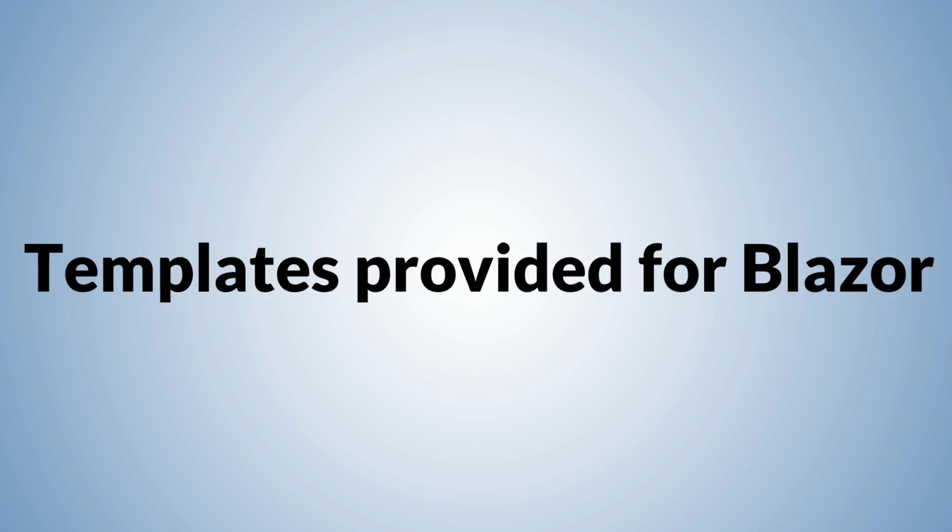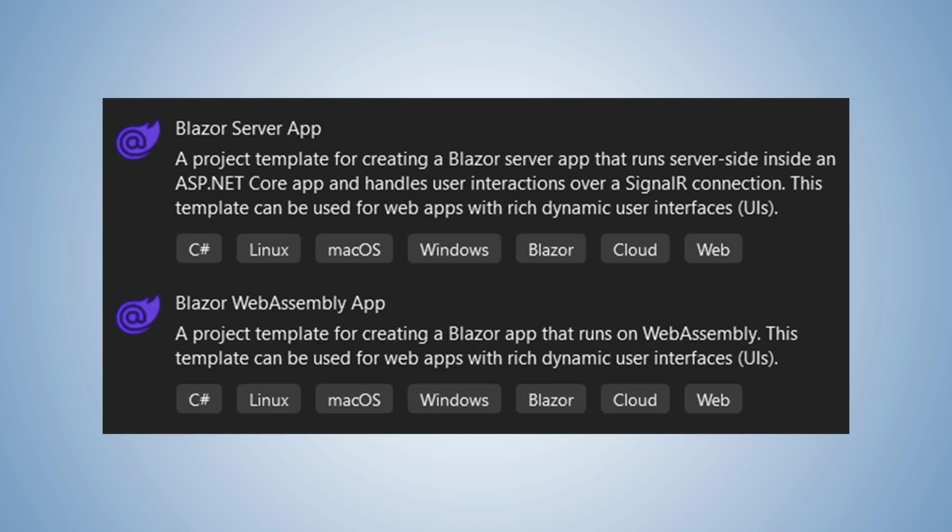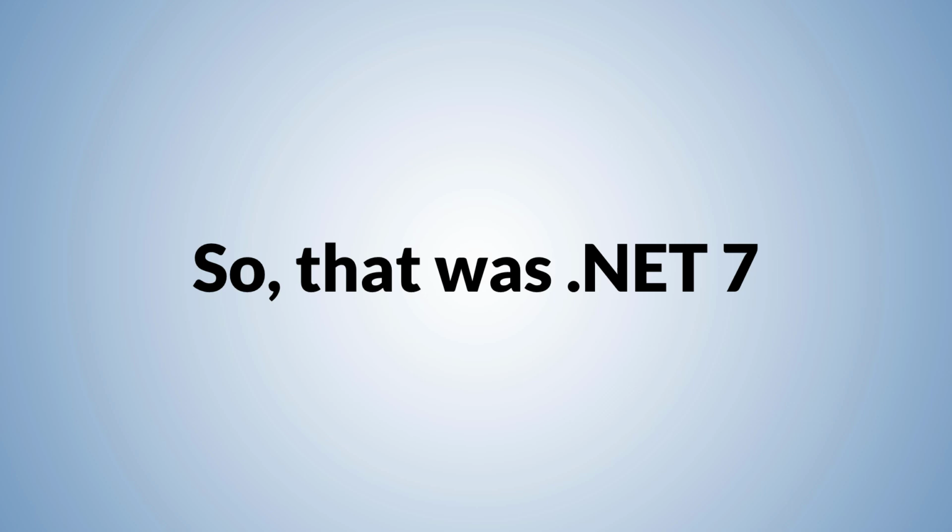.NET 7 provides us with two main templates for building Blazor apps. The first is the Blazor Server App template, which is used for building Blazor server applications. The second is the Blazor WebAssembly app template, which is used for building Blazor WebAssembly apps. So that was .NET 7.